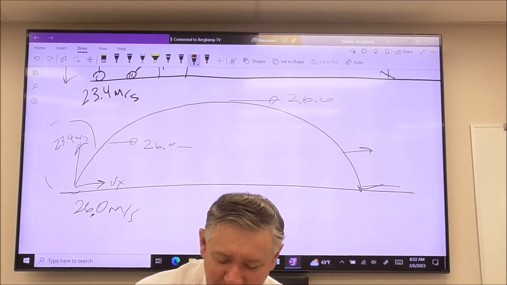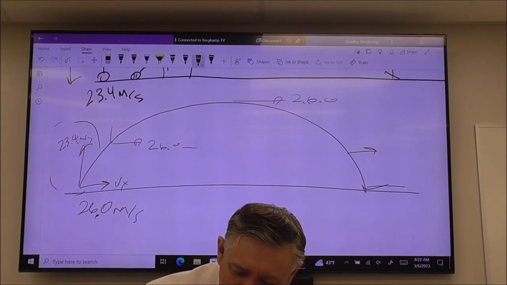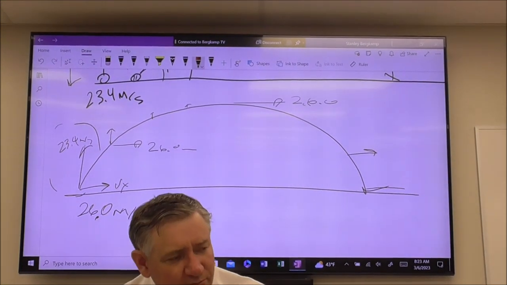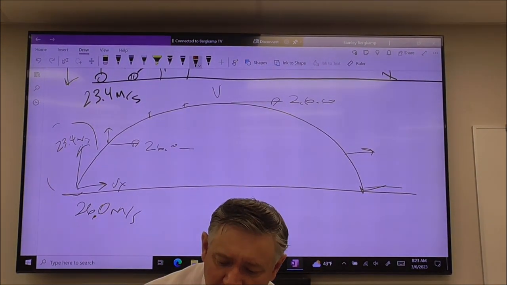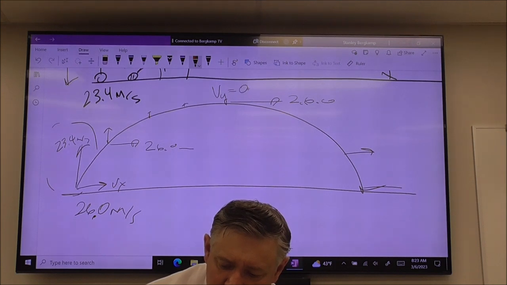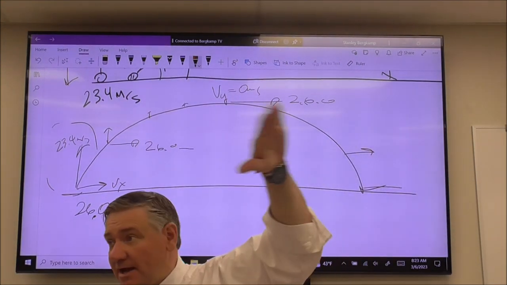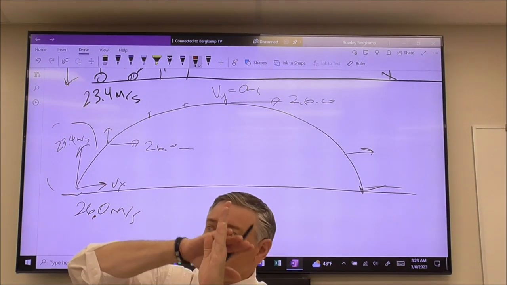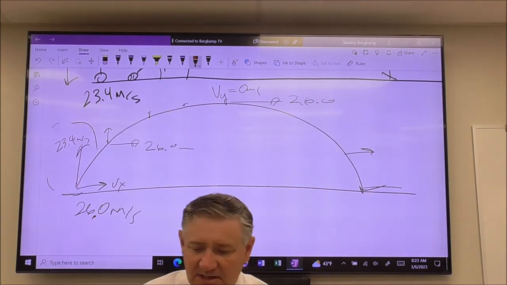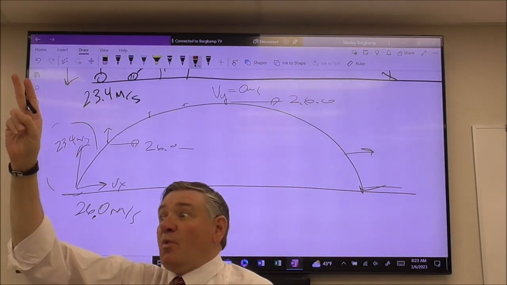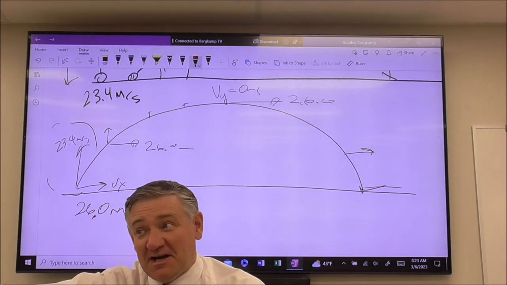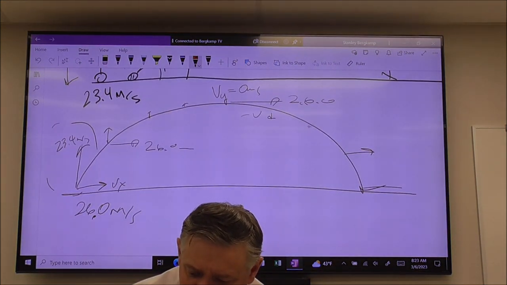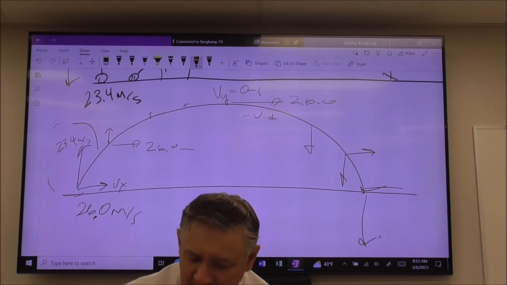Unless it's like the anti-gravity ball, which would be really weird, okay? So my vertical velocity is going to get smaller and smaller and smaller. When it reaches its maximum height, what's my vertical velocity? Zero. But I'm still moving because I have a horizontal velocity. So even though my vertical velocity goes to zero, I'm still moving because I have a horizontal component of that velocity. When it starts to fall, what happens to my vertical velocity? That gets bigger and it changes sign. So now I have negative vertical velocity, which is going to get bigger and bigger and bigger.